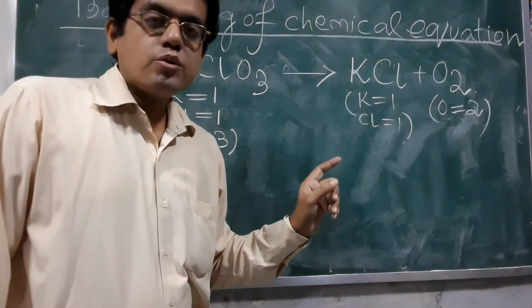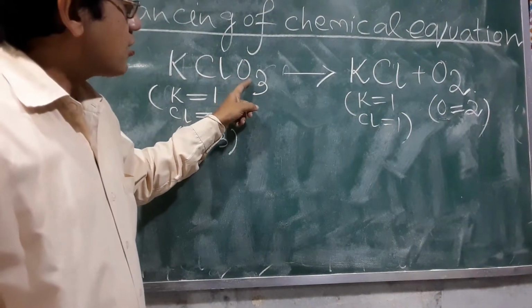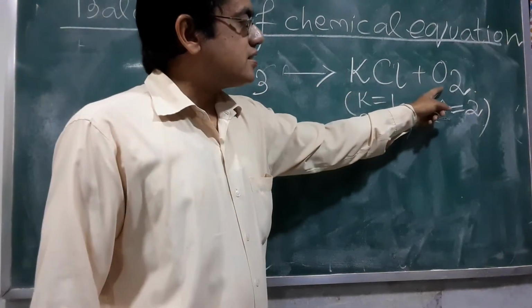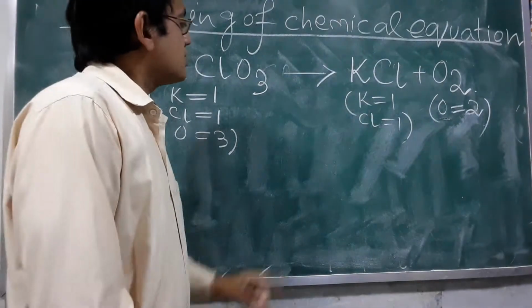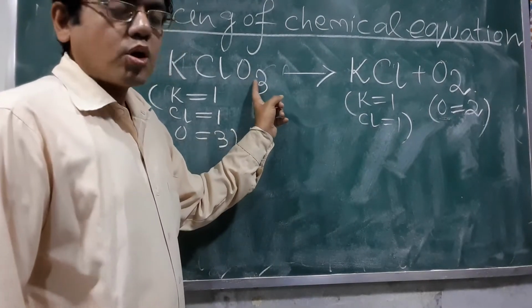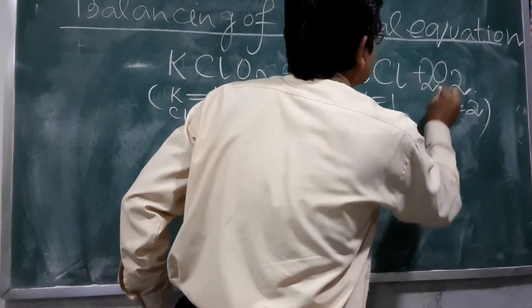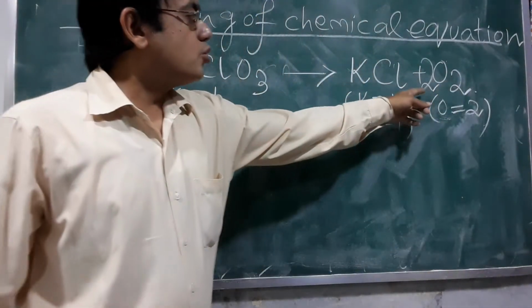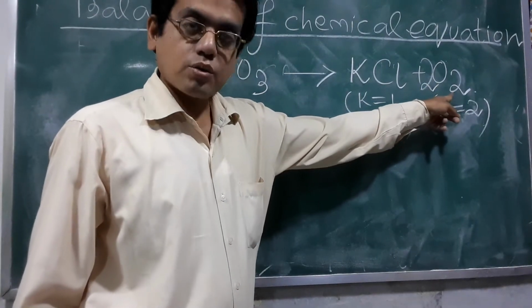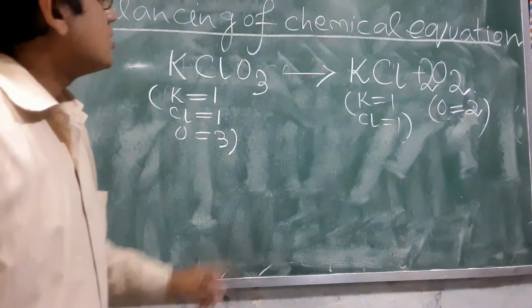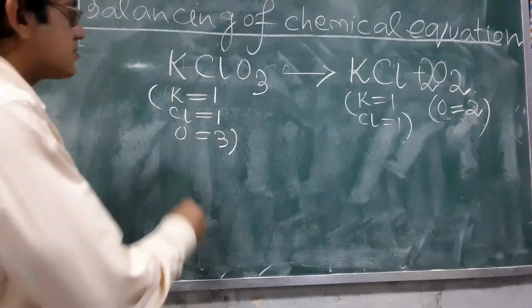So what you will do is, left hand side 3 oxygen atoms, right hand side 2 oxygen atoms. So what you will do, here is more, here is less. So I put 2 over here. When you put 2 over here, the number of oxygen atoms becomes 2 into 2, 4. And here it is 3. Now here it is less.